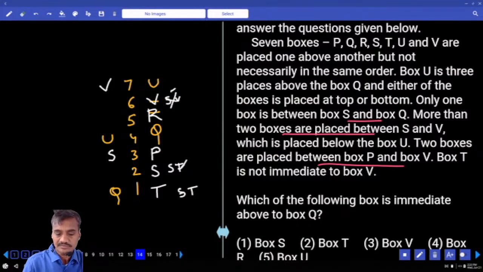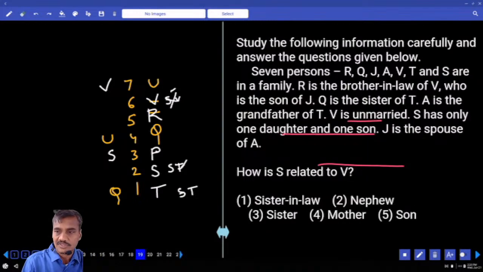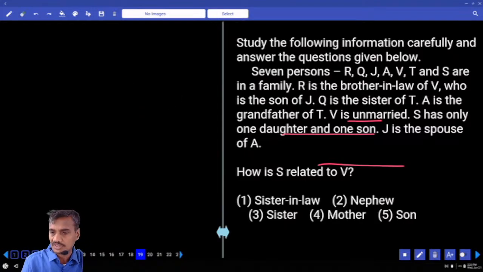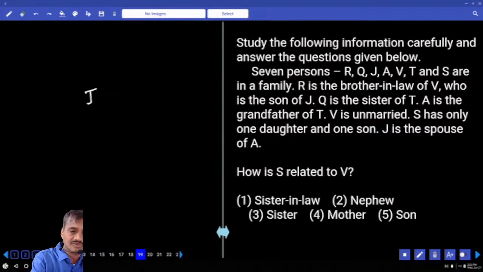Clear? Now 14 to 18. The next one, 19 onwards. Now in question number 19 to, how many questions are there? There are some 3 questions. Now it is based on blood relations. Now R is the brother-in-law of V, and V is the son of J. Now J is here. R is the brother-in-law of V means V's sister's husband can be R. That is one such possibility.